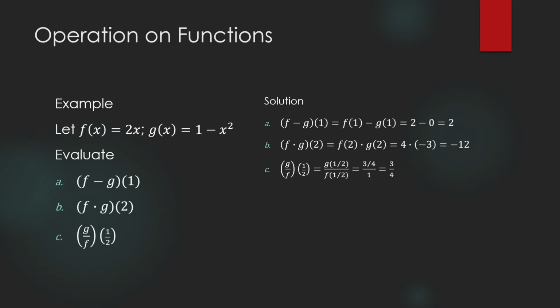Let us evaluate g over f of 1 half. So this is equal to g of 1 half divided by f of 1 half. What is g of 1 half? G of 1 half is equal to 1 minus the square of 1 half, and that is equal to 3/4. What is f of 1 half? F of 1 half is 2 times 1 half, which is equal to 1. And so g over f of 1 half is equal to 3/4.